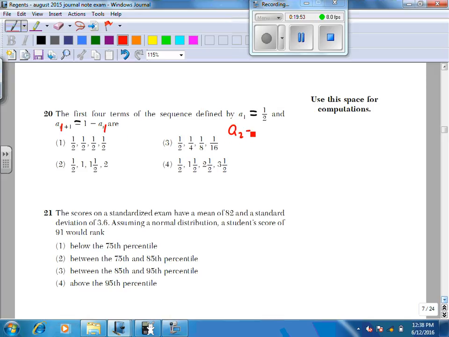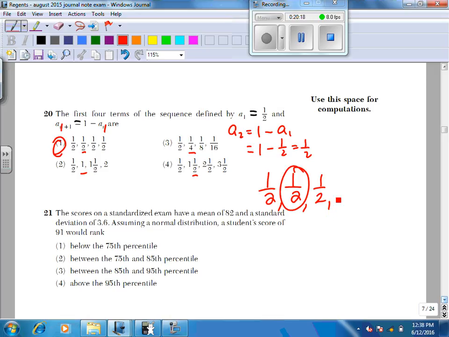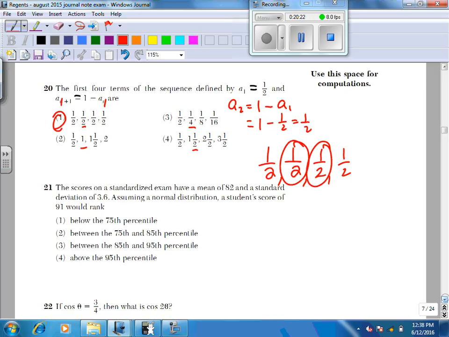To find a sub 2, we're doing 1 minus a sub 1, which in this case would be 1 minus a half, which is a half again. So we know our second term should be a half. The only one that has a second term of a half is this. If we're always going to the previous term and doing 1 minus that previous term, well, if our first term is a half, 1 minus that gives us a half again. Then 1 minus this gives us a half again. 1 minus that gives us a half again. So choice 1 is the answer.